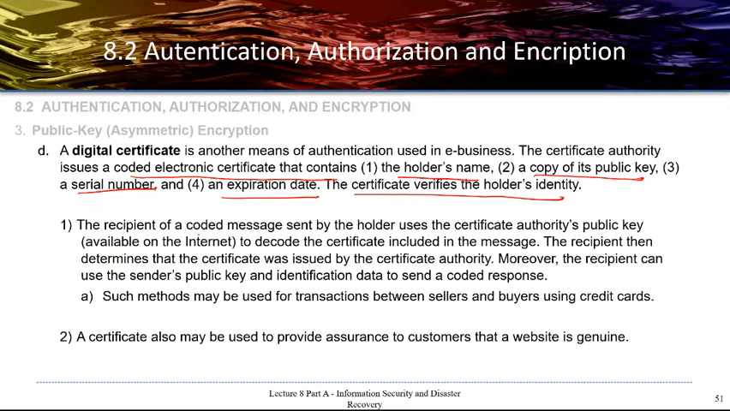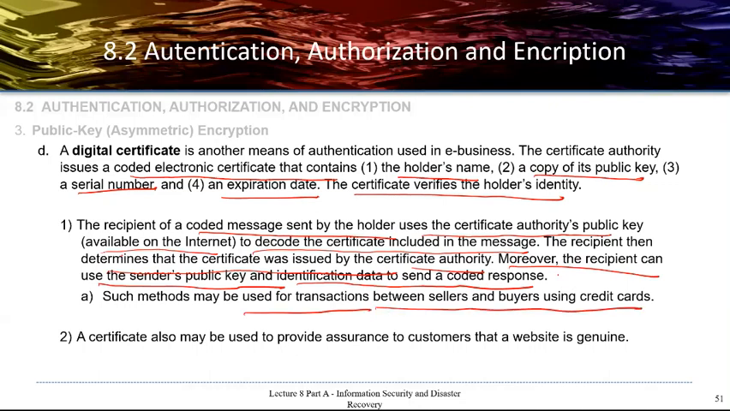The recipient of the coded message sent by the holder uses the certificate authority's public key, which is available on the internet. Public key, anybody knows it, to decode the certificate, including the message. The recipient then determines the certificate was issued by the certificate authority. Moreover, the recipient can use the sender's public key and the identification data to send a coded response. Such a method may be used for a transaction between seller and buyer using a credit card. So we can use this public key, private key on the seller and the buyer.